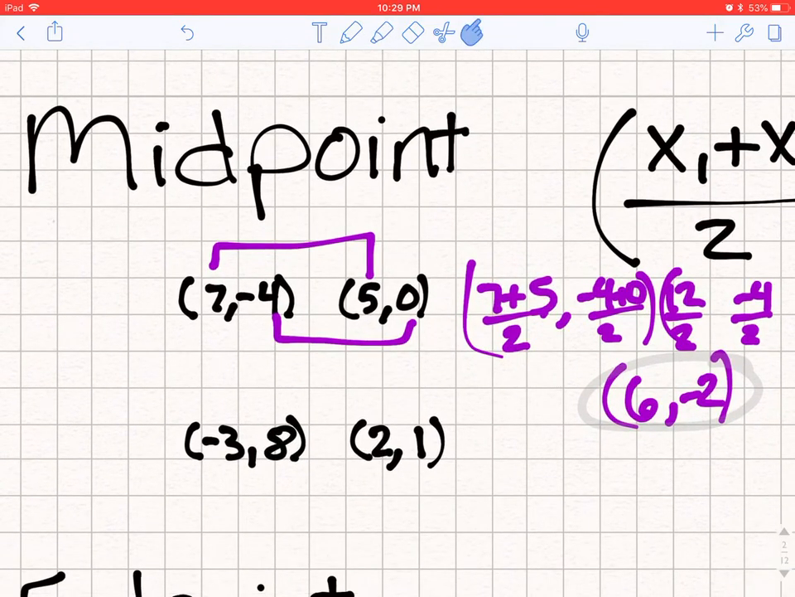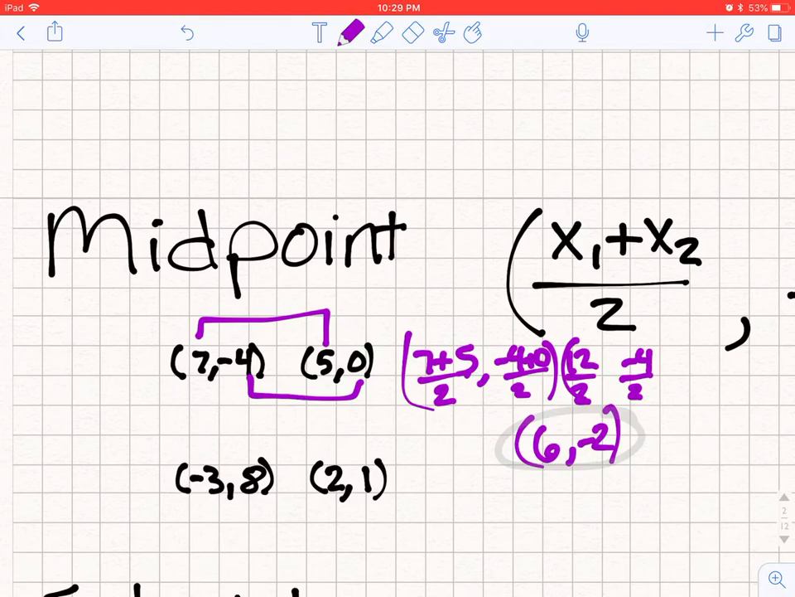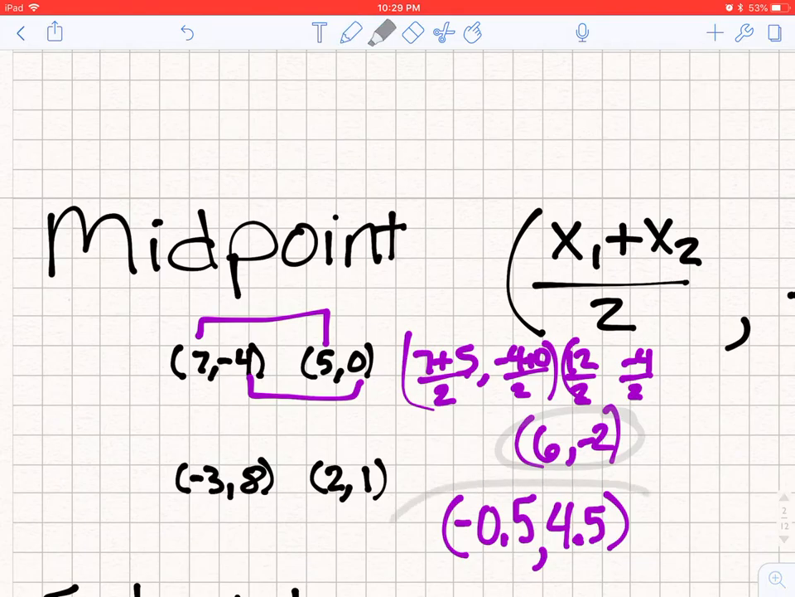Do this one very much the same. Yes, it's okay not to have whole values. Right, add those up, -1 divided by 2. Add them up, 9 divided by 2. This is what we're looking for with midpoints.